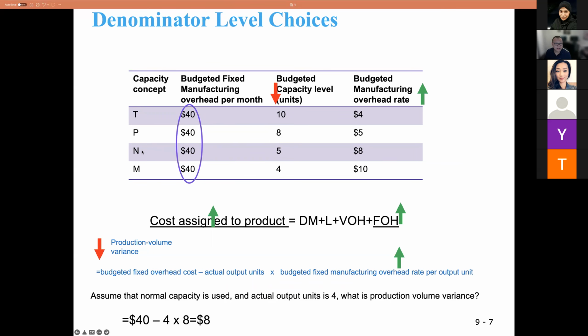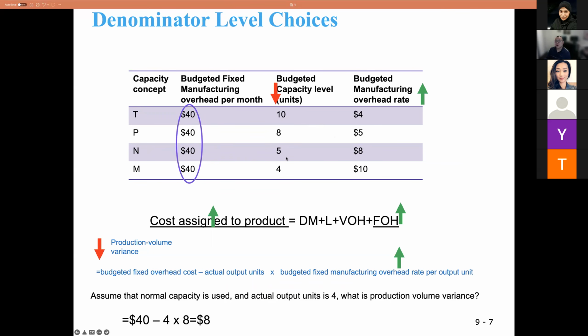And then you can see when you calculate the rate, you are using the cost divided by the capacity level. So 40 divided by 10, that's $4. 40 divided by 8, that's $5. And now let's take a look at the normal capacity.